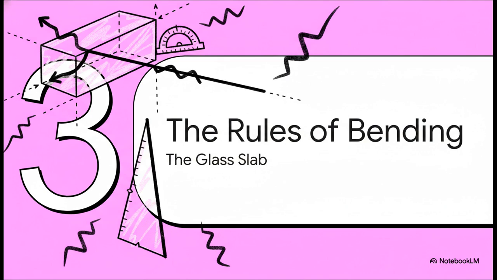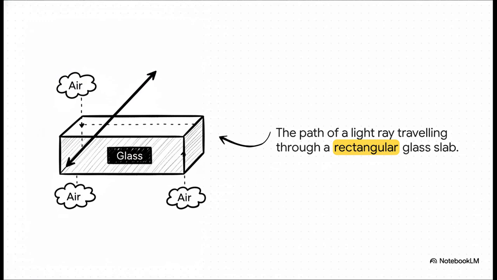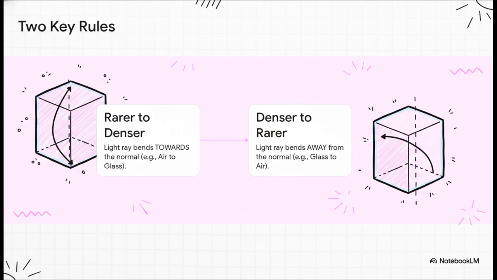So if light bends, does it just bend randomly? Any which way? No, not at all. It actually follows some very specific, very predictable rules. And a classic experiment with a rectangular glass slab shows us exactly what those rules are. Okay, take a look at this diagram. You can see a ray of light coming from the air, entering the glass slab, traveling through it, and then popping back out into the air on the other side. Just look at how its path changes direction, both when it goes in and when it comes out. And this whole process reveals two simple, absolutely crucial rules.